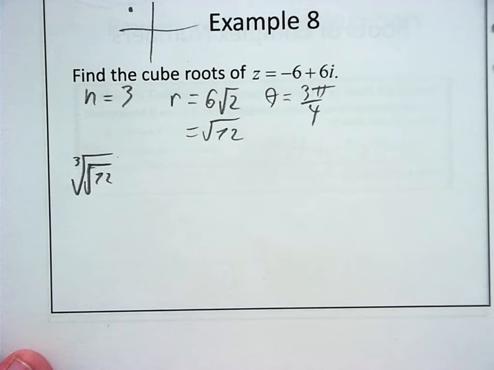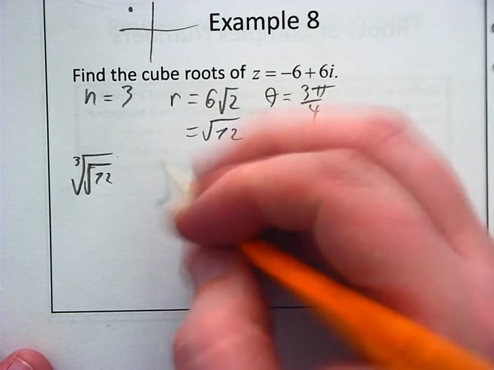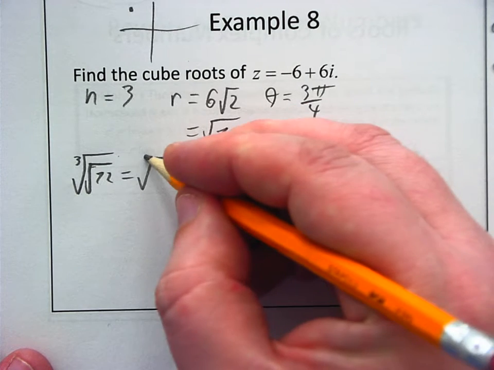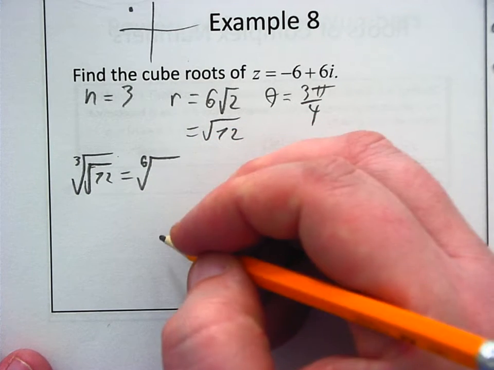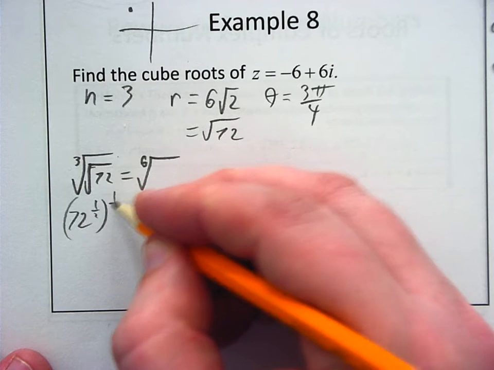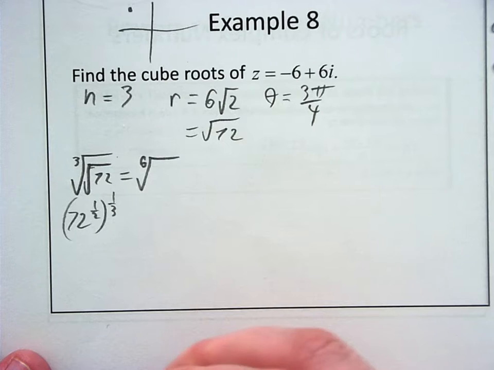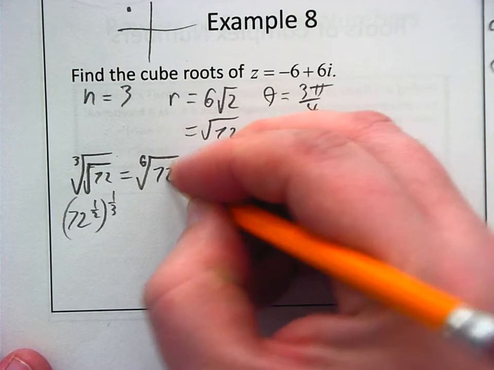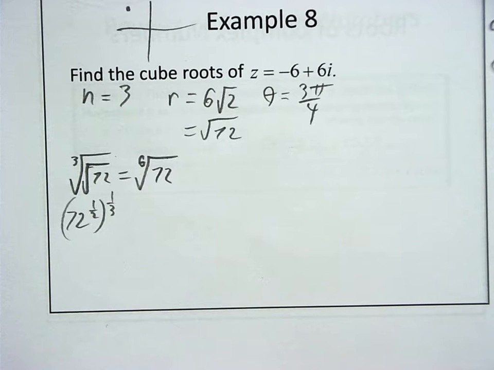So what root is that actually? It's the sixth root, because this means 72 raised to the 1/2, raised to the 1/3. What do you do when you raise a power to a power? Multiply. So same thing here. It's the sixth root of 72. I'm just going to leave it that way.